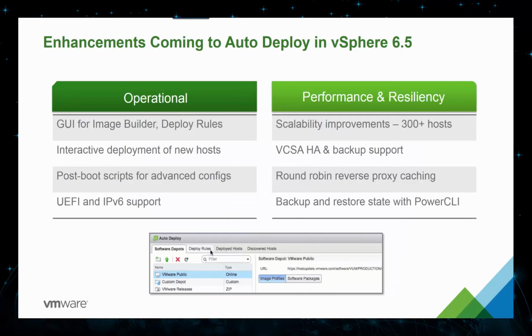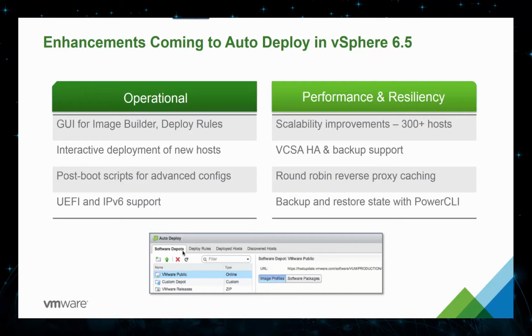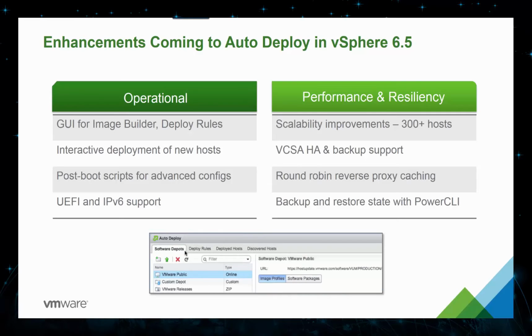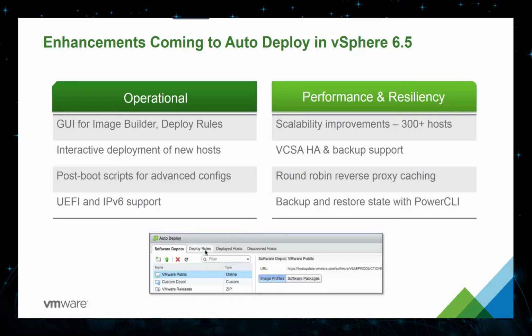For enhancements related to auto-deploy in vSphere 6.5, from the operational perspective, there is an enhanced graphical user interface for image builder and the deploy rules. It also has post-boot scripts for advanced configurations, as well as some other improvements. From a performance and resiliency standpoint, there have been scalability improvements for 300-plus host capability. The appliance HA and backup support is included, and round-robin reverse proxy caching is also included.